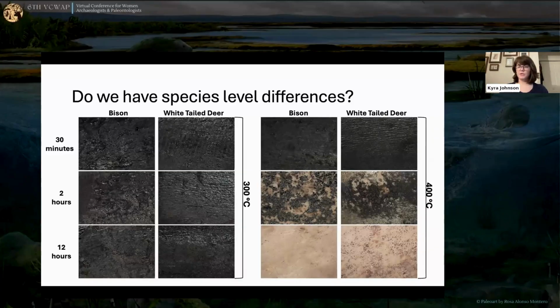Because both of the species in my study were mammals, large mammals and ungulates, we do not see a ton of variation between these species. It seems to be more of an order level difference rather than a species level difference. So here you can see the comparison between bison and white-tailed deer at 300 degrees Celsius and 400 degrees Celsius at all three of my times, and they're not varying very much between the species.